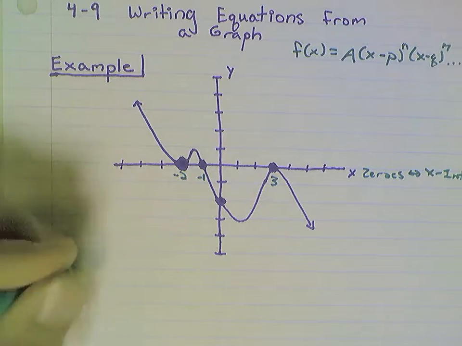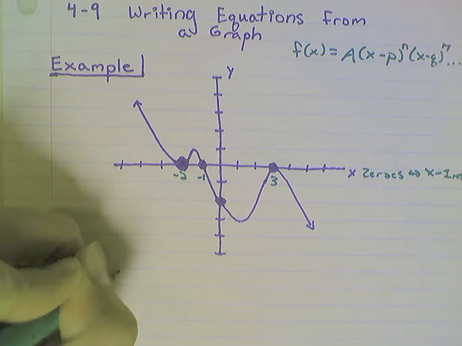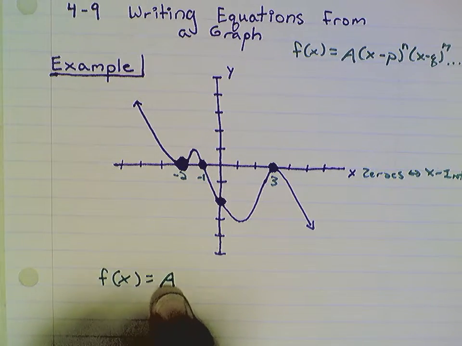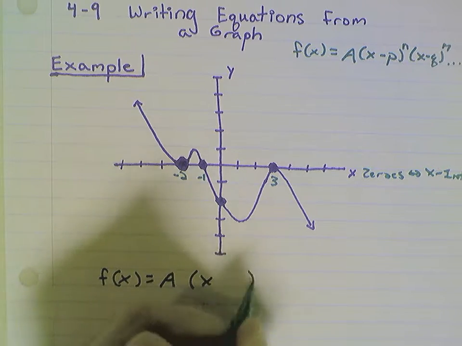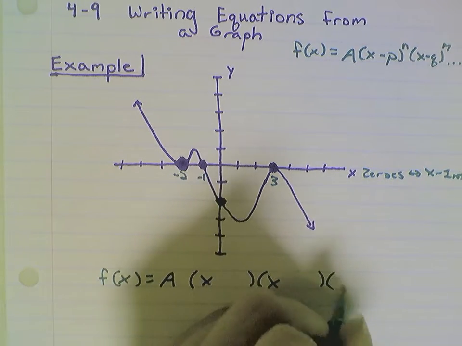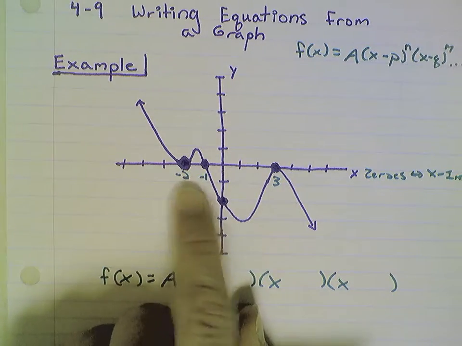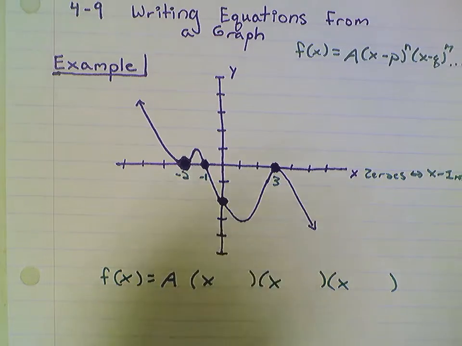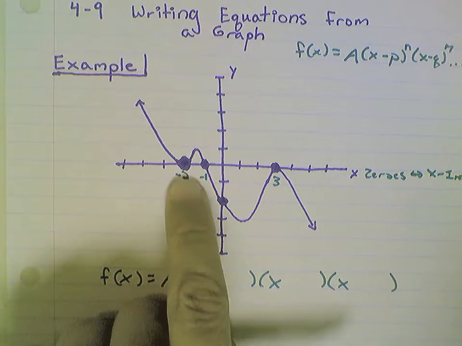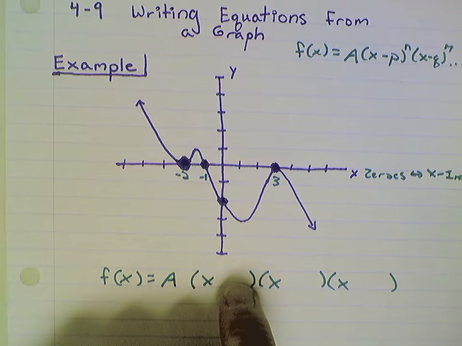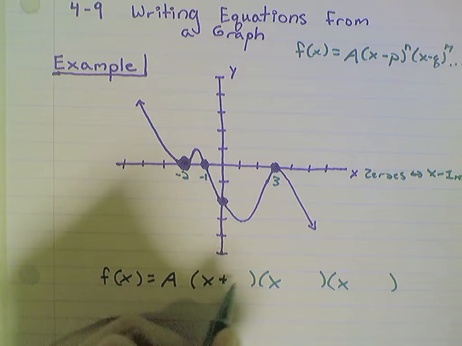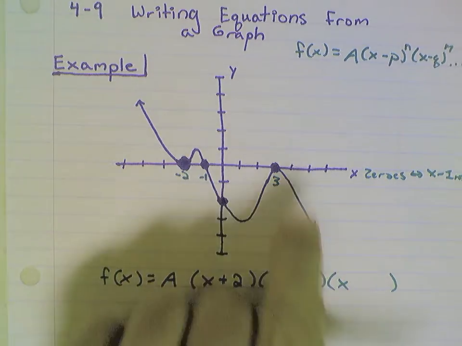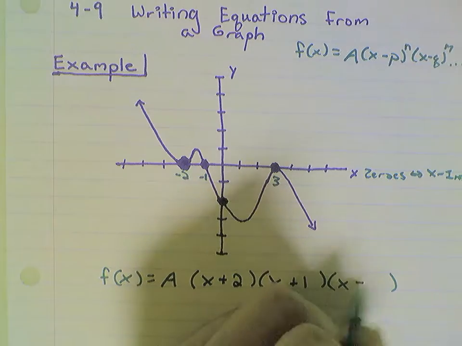So for instance, I can start my equation by writing f of x equals a. I don't know what the multiple is yet, but I know that I have three different zeros. I have -2, -1, and 3, so I'm going to write x with 3 parentheses. Now the way this works is you're going to take the opposite of whatever your zero is, and that's what's going to go in the parentheses. So the first is x plus 2, the second is x plus 1, and the third is x minus 3.